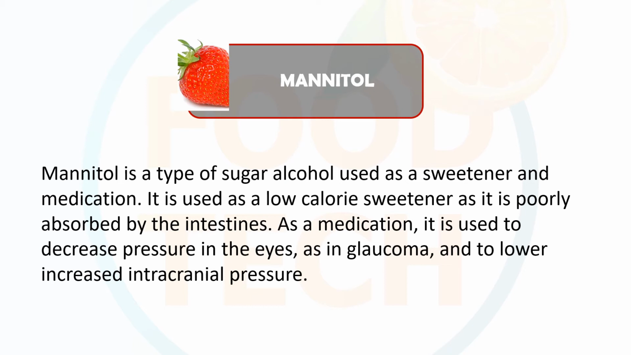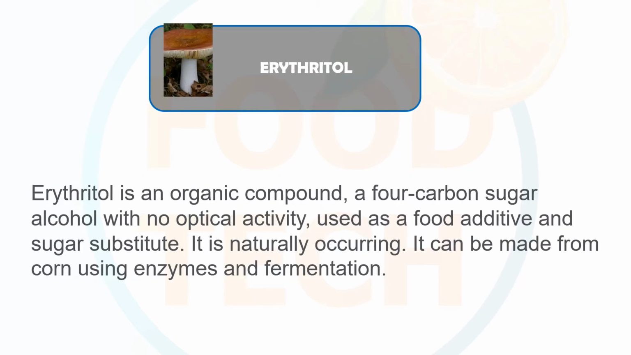Next is mannitol, and it is used as both a sweetener and as a medication. Generally, mannitol is low calorie, and it is also used in medication in order to decrease the pressure in the eyes. And this is all about mannitol. Erythritol is another sugar alcohol, and it is a 4 carbon sugar, which is also used as a food additive, and it occurs naturally, and is made from corn using enzyme and fermentation treatment.